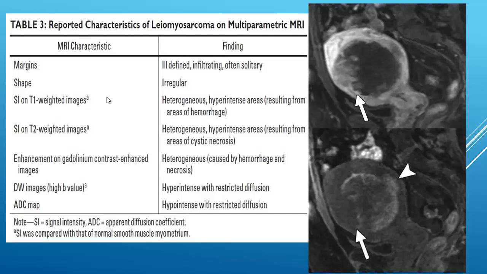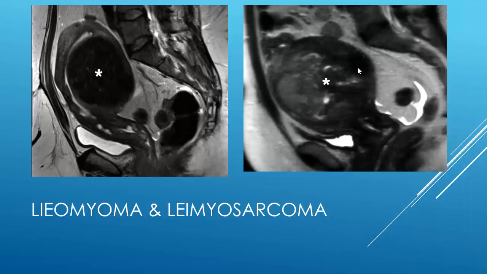The signal intensity on T1 is heterogeneous hyperintense, resulting from areas of hemorrhage and necrosis. And on T2, it is heterogeneously hyperintense, also resulting from areas of cystic necrosis. And there is heterogeneous enhancement on post-gadolinium, as in this case. In diffusion weighted image, it shows restricted diffusion, bright in the diffusion, and hypointense in the ADC map.